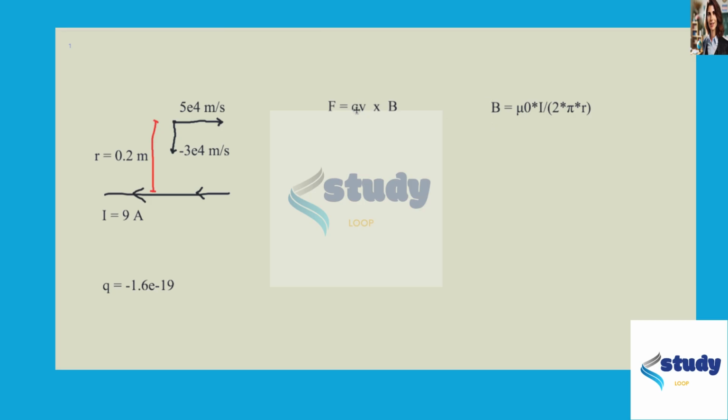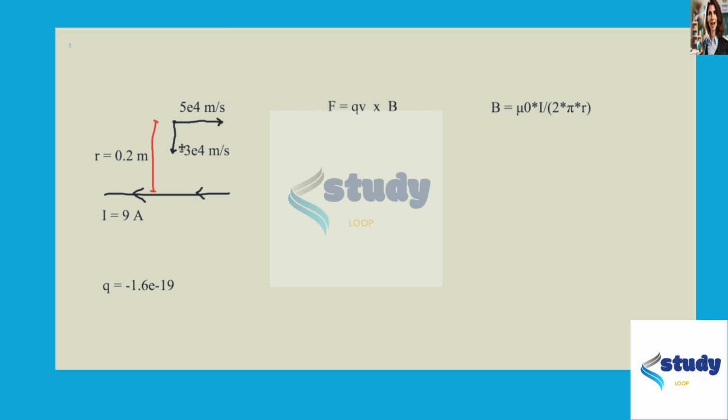So now let's go back to the force. We have the q, the charge of the electron. I've written it down here. That's just a constant that we know. And then the velocity, like we've said, is split up into two directions.